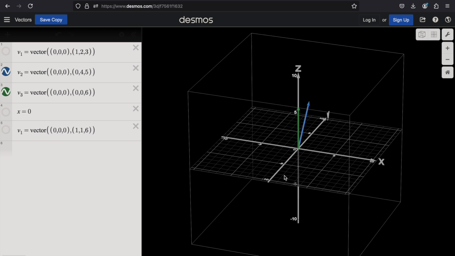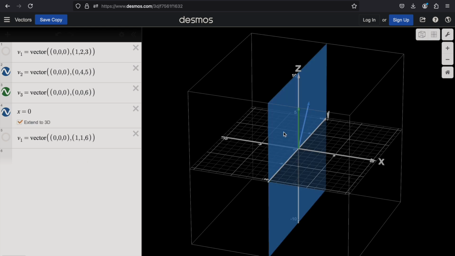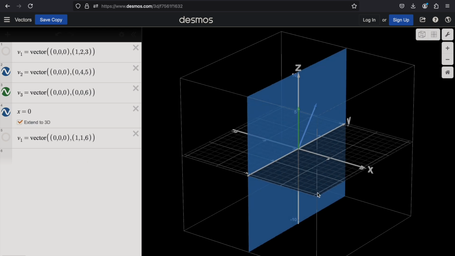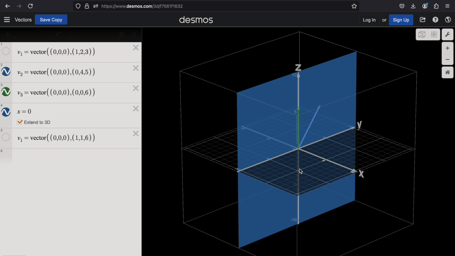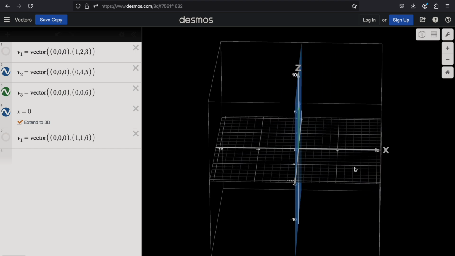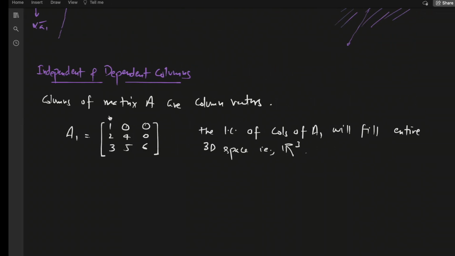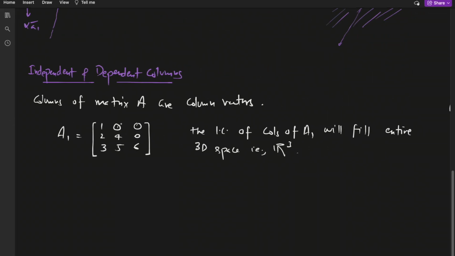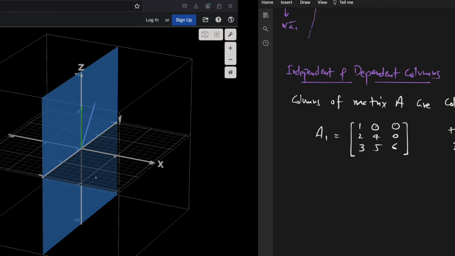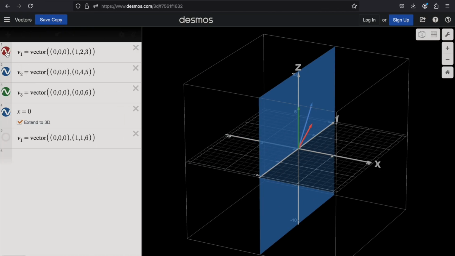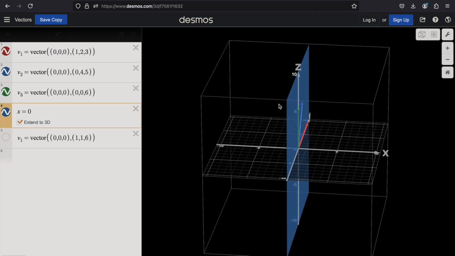Okay, so the span of these two vectors is this YZ plane. You can see that both these vectors are lying in this plane, right? Now we take the first column vector, that is 1, 2, 3. We have taken the second and third column vectors. Now we will see this 1, 2, 3. See, this 1, 2, 3 is lying outside this plane, right?